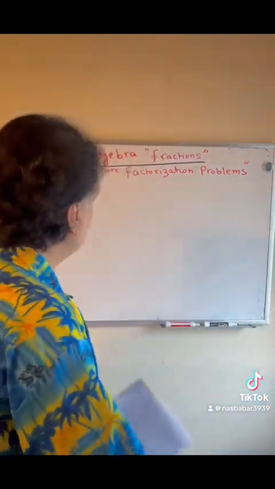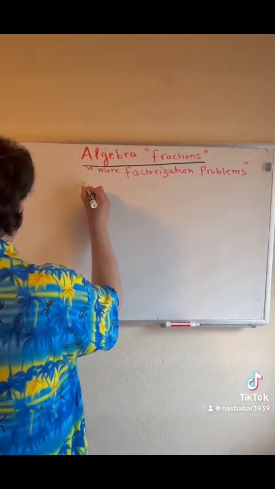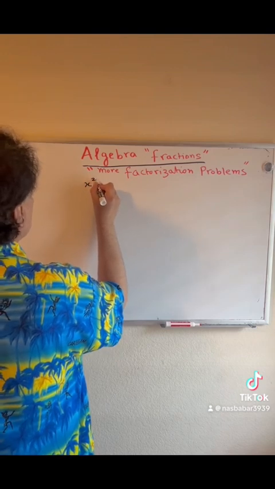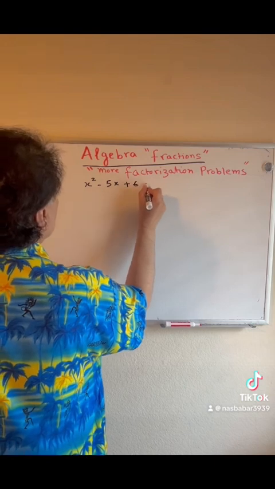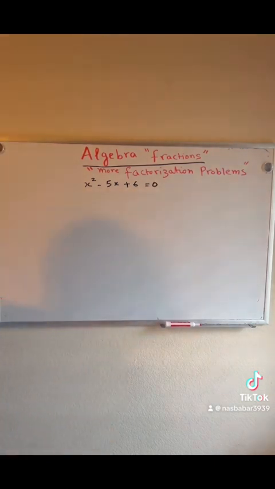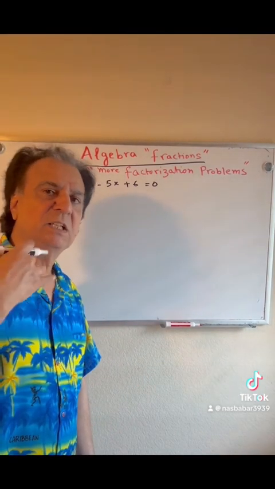As promised, I'm back to do a couple more problems in algebra, trying to get you ready for integration of partial fractions. So we're going to do some factorization. Without any further ado, let's get started. Let's say you are given x squared minus 5x plus 6 is equal to 0, and you've been asked to find the factors. Most of you already know this, but this is just a revision.